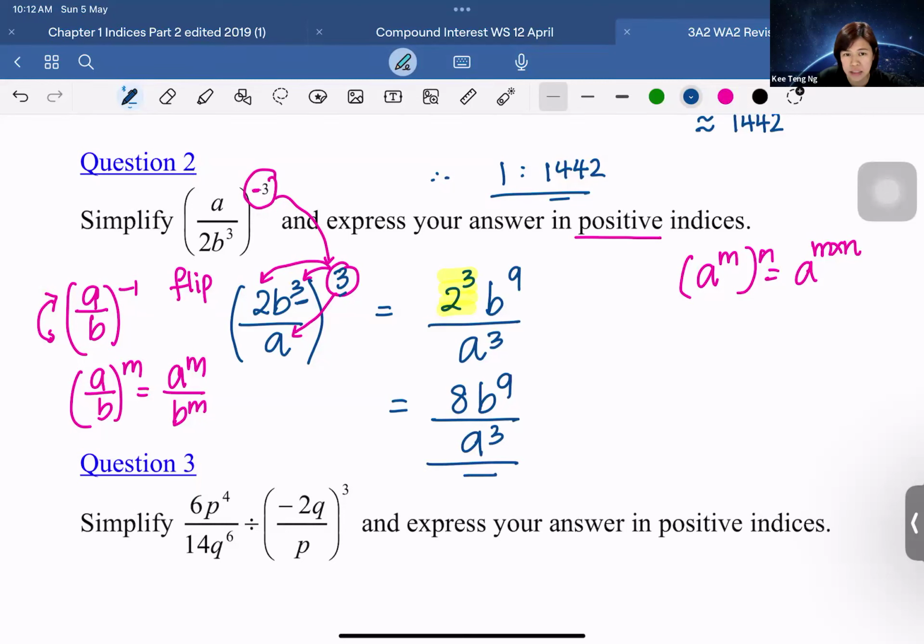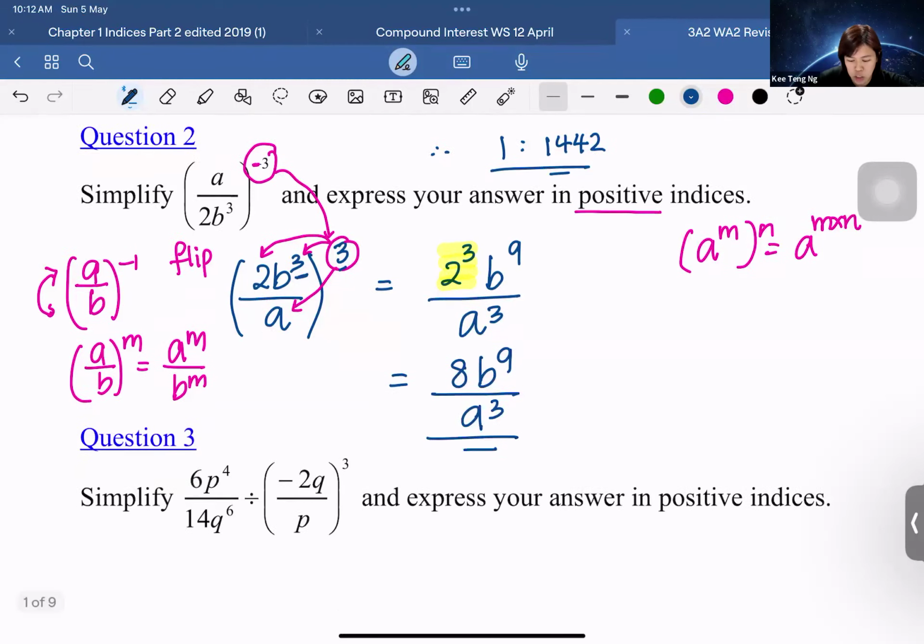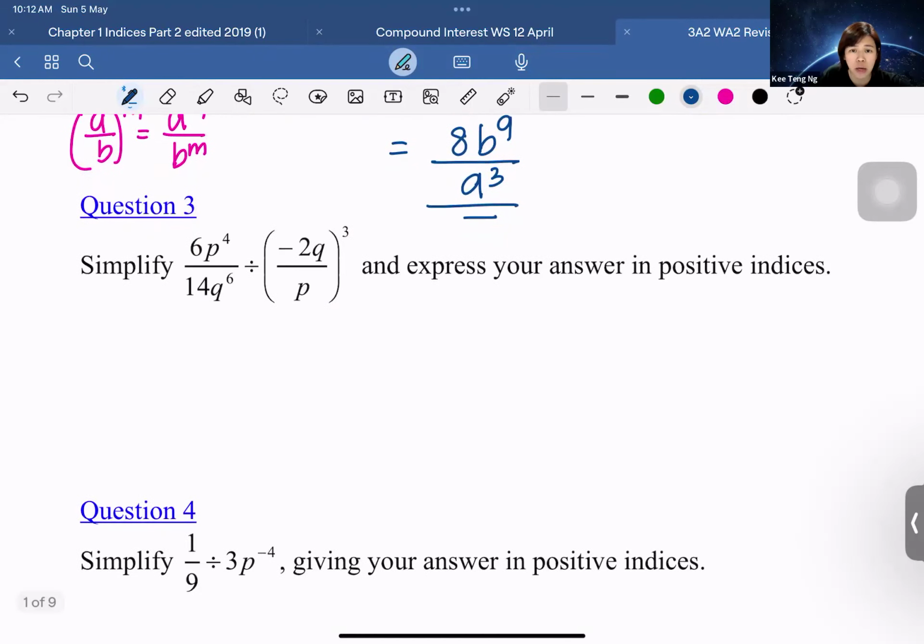Have you gotten the answer? Next question. Question number 3. Let's take a look at the following. Simplify these, expressing your answer as positive indices.